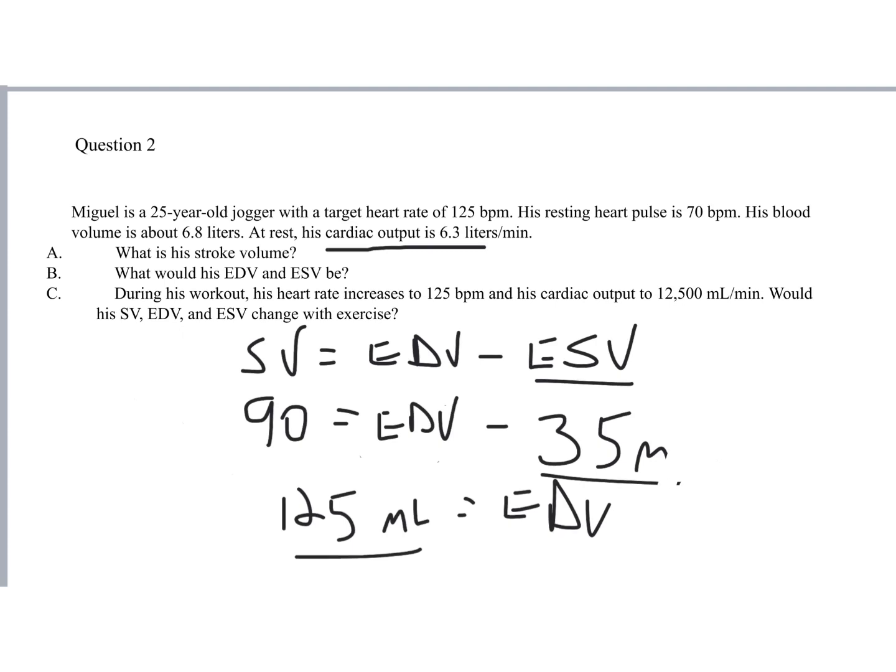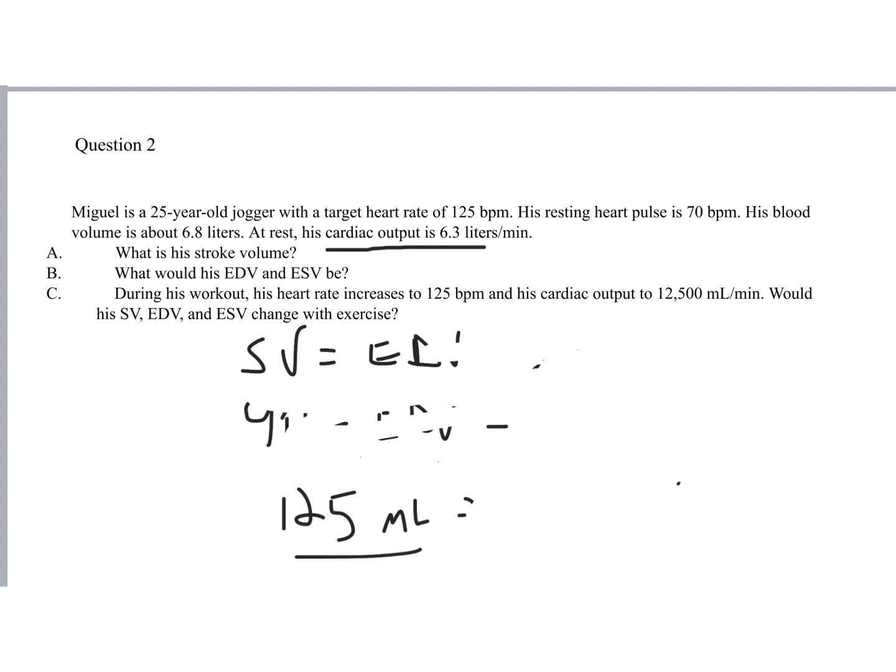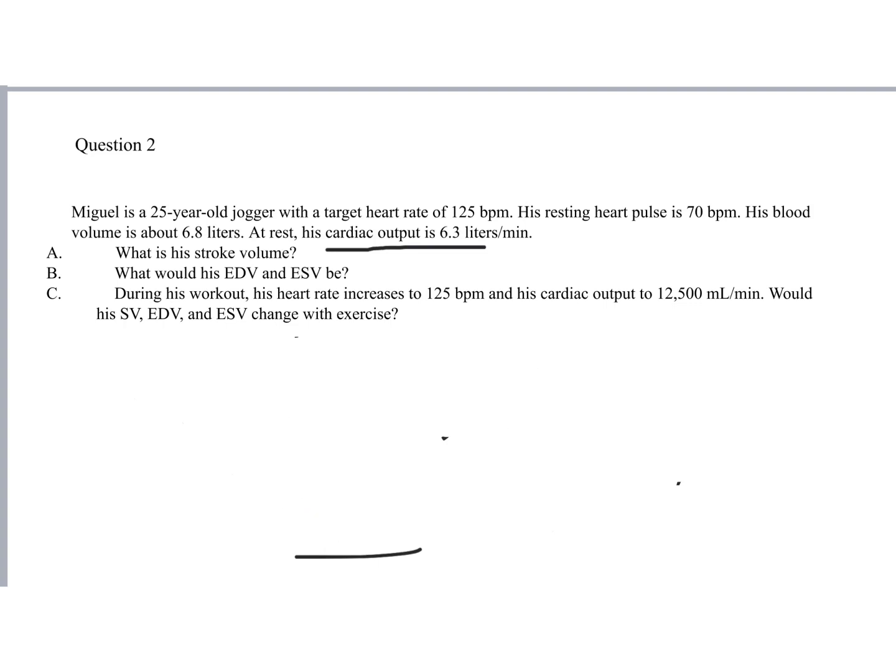This next question is asking, during his workout, his heart rate increases to 125 beats per minute and his cardiac output to 12,500 milliliters per minute. Would you expect his stroke volume, his end diastolic volume, and his end systolic volume to change with exercise? So this is just a yes or no question. Would you expect all that to change?